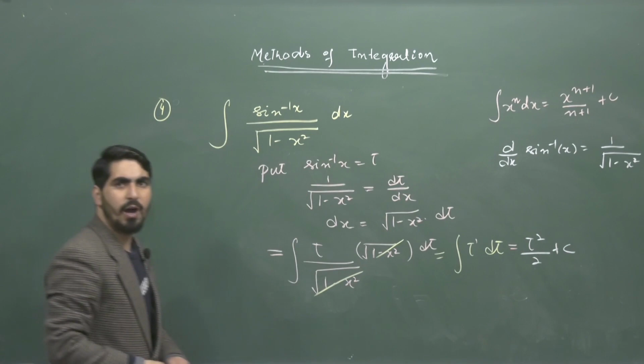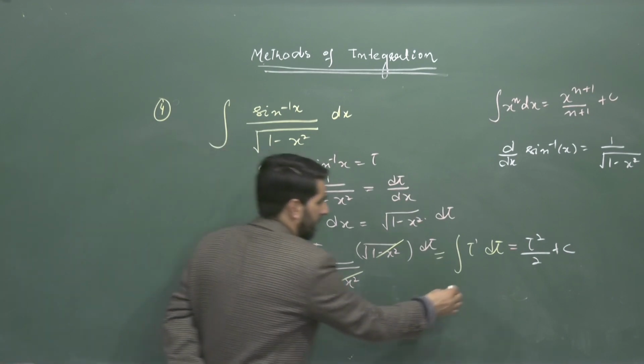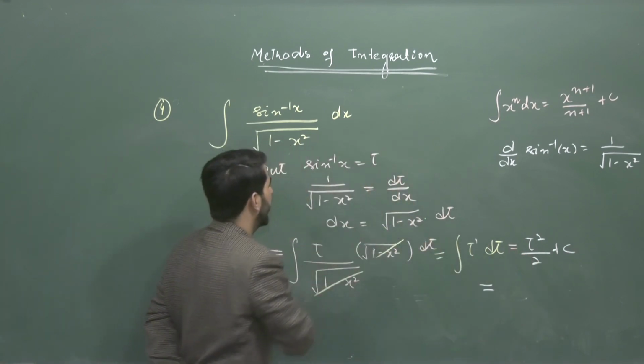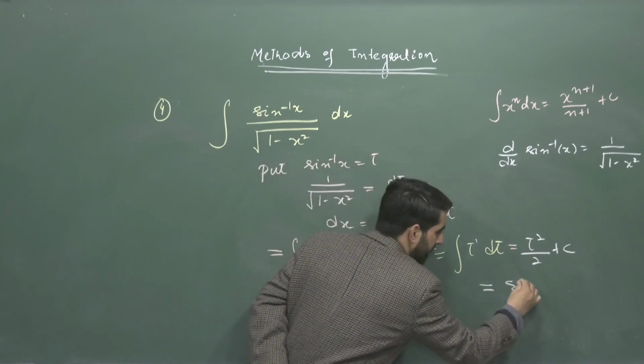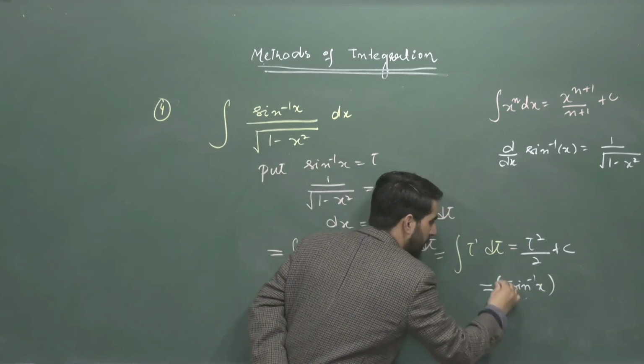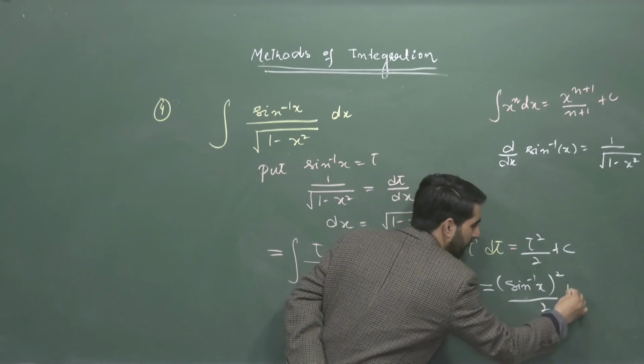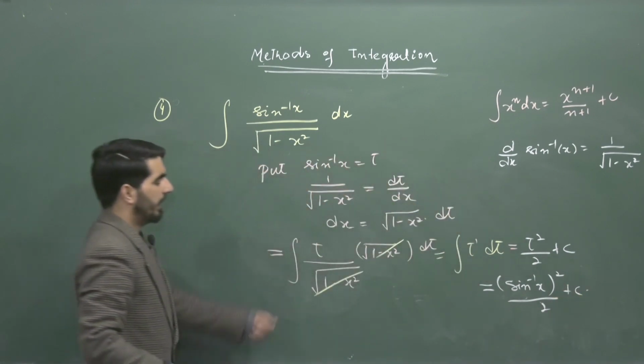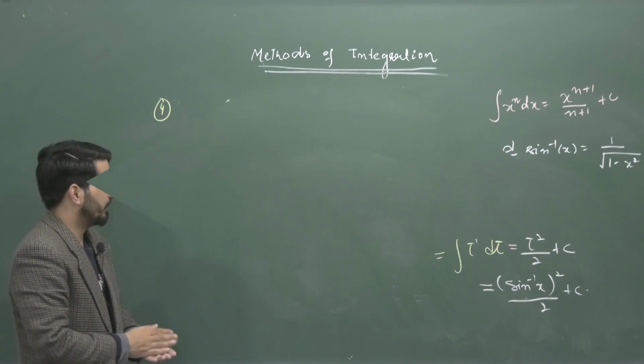So replacing the value of t, what is t? t is sin inverse of x. So we get sin inverse of x whole power 2 divided by 2 plus c. This will be the integral of this function.